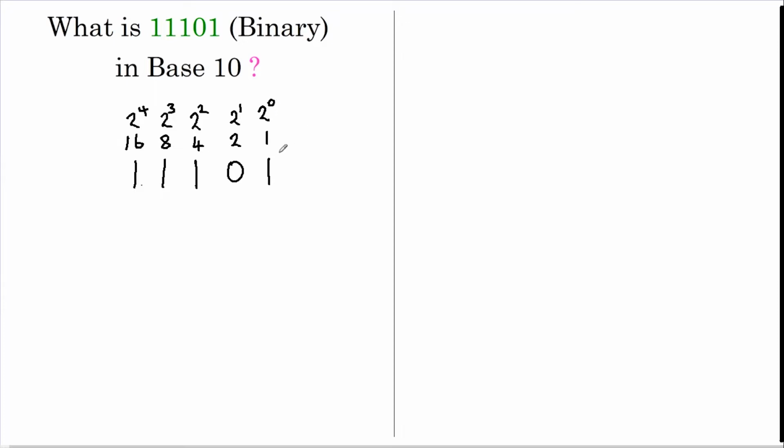To convert this into base 10, we simply add up these numbers where we've got a 1 here. So it's a 1, a 4, an 8, and a 16. And that's 24, 28, 29. So the answer is 29.